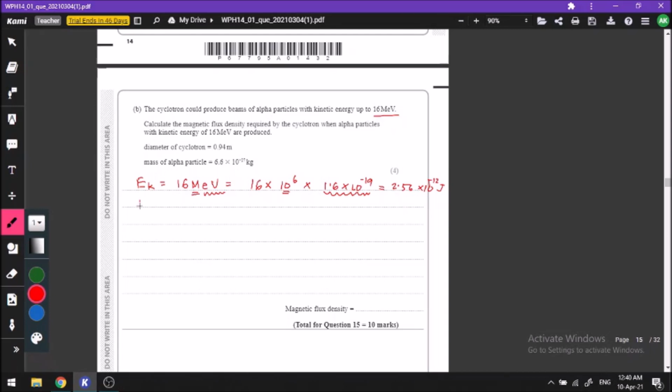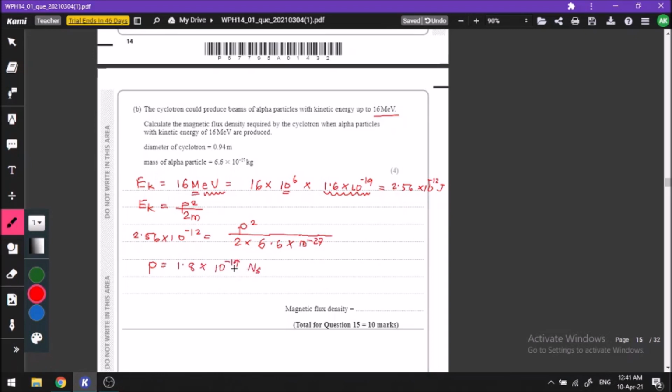Okay, so this kinetic energy is equal to p squared by 2m. So this 2.56 × 10^-12 will be equal to p squared by 2 times m. The mass of this alpha particle is 6.6 × 10^-27. If you don't know how to calculate the mass, there are 2 neutrons and 2 protons, and that's how you can get the mass of the alpha particle. So that will give you the momentum of 1.8 × 10^-19 newton seconds.